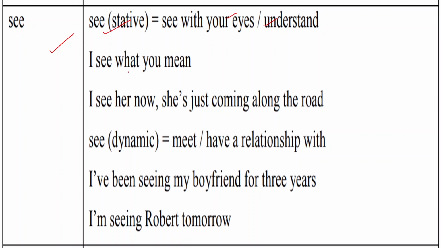Then see. See, stative meaning, see with your eyes or understand. I see what you mean. Here I see, not I am seeing what you mean. I see her now. She is just coming along the road. Here, in the sense of see with your eyes.